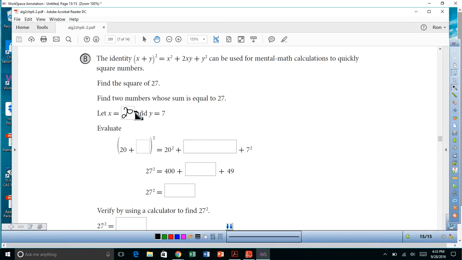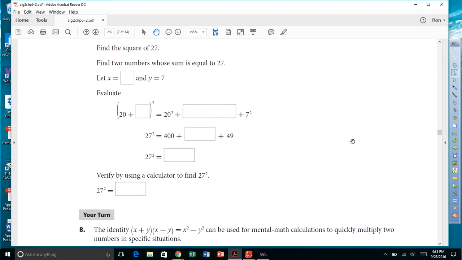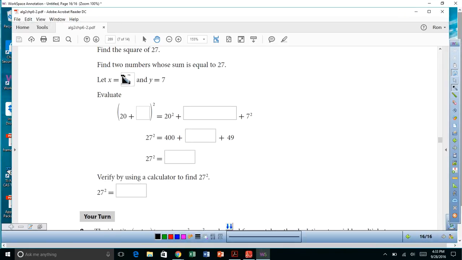Well, we're going to let x equal 20 and y equal 7. So we're going to have (20 + 7) squared. All right. And then 20 squared plus 2 times 20 times 7 plus 7 squared. All right. 20 squared is 400. 2 times 20 is 40. 40 times 7 is 280. And then plus 49. So that's 680 plus 49. I get 729.